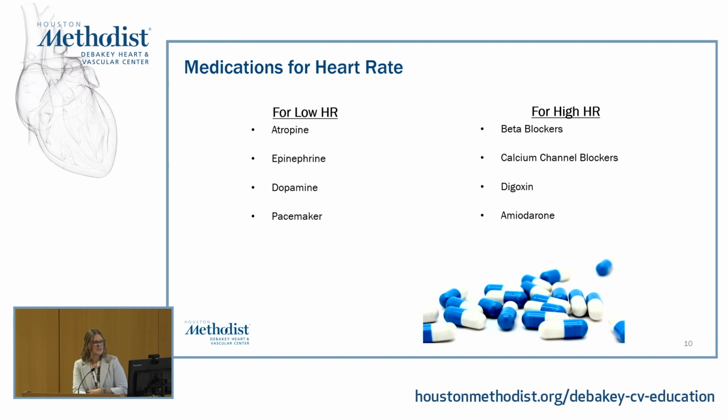Medications that you'll typically see for heart rate depend on the mechanisms behind that heart rate. If your heart rate is low, you might need atropine, epinephrine, dopamine, and if the heart rate is not responsive to medications, then you would need a pacemaker. For a high heart rate, you're going to see beta blockers, calcium channel blockers, digoxin, amiodarone.